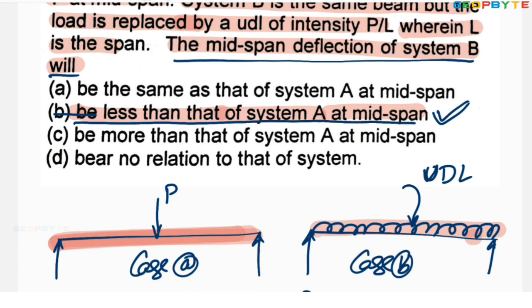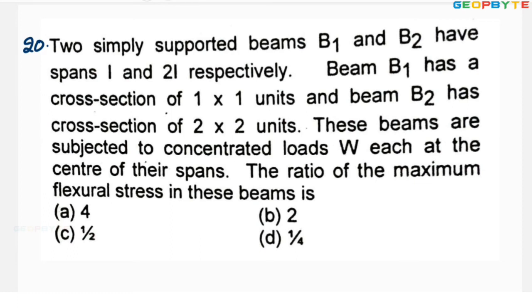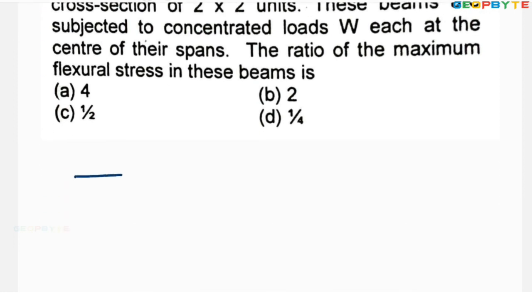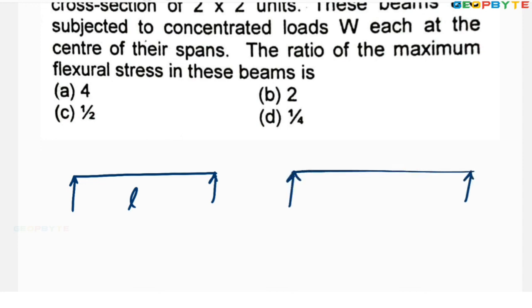Let us go for the next problem. Look at the last problem. Two simply supported beams B1 and B2 have spans L and 2L. Let us take the two cases. This is one simply supported beam of length L, other simply supported beam of length 2L.